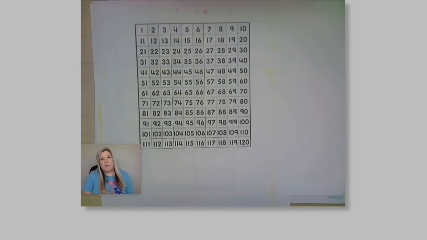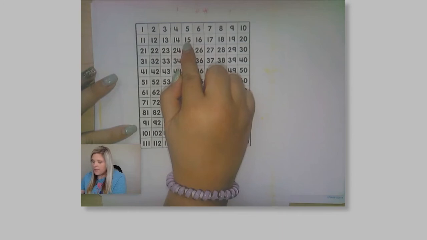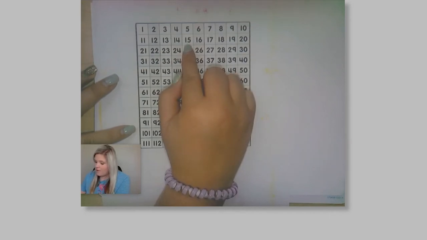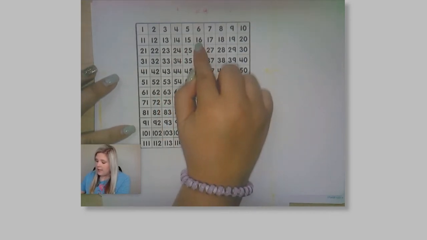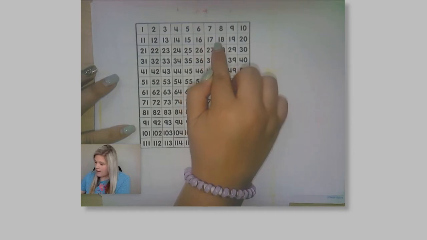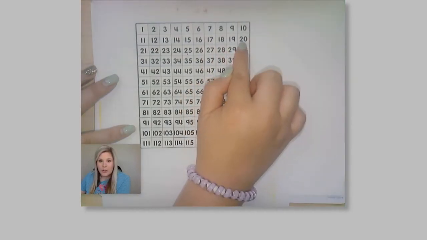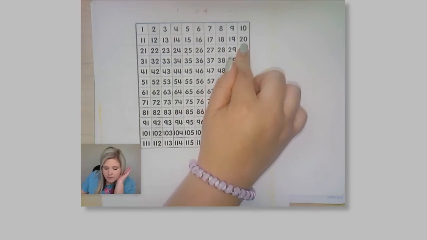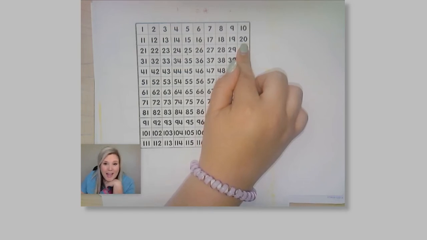We're going to begin counting at the number 15. So I'm going to find 15. And I would love for you to count with me as we count across the row. 15, 16, 17, 18, 19, 20. What was the last number you said? Yes, you said the number 20.